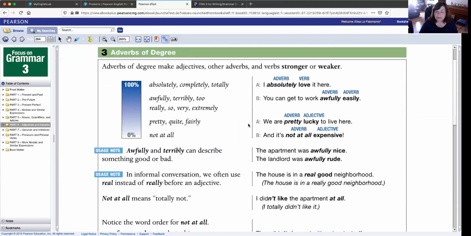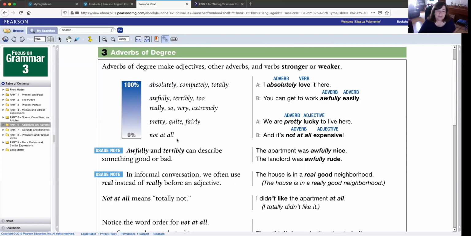Now, we've just talked about adverbs of manner, how something is done, in what way is something done. And now we're going to talk about adverbs of degree. So adverbs of degree means how much. It makes it stronger or weaker. Adverbs of degree make adjectives or other adverbs and verbs stronger or weaker. Remember, we said that adverbs can describe verbs, adjectives, or even other adverbs.